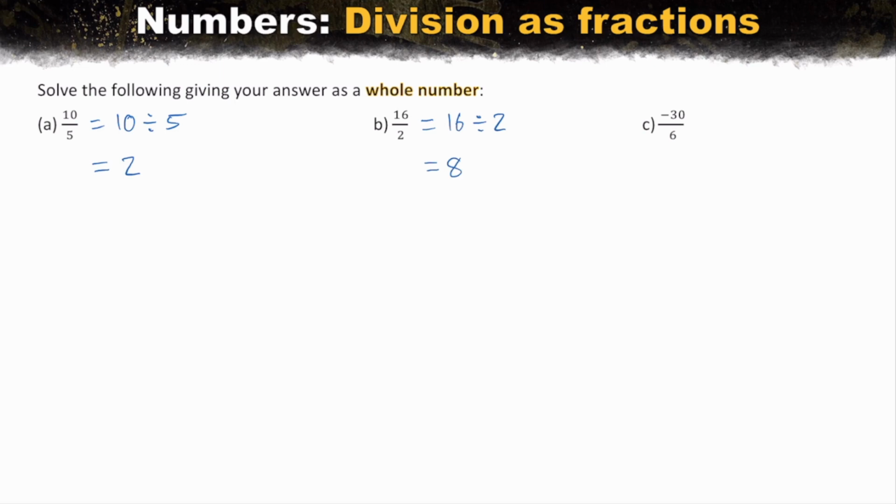We can also do it with negative numbers. So if we've got negative 30, for example, and we're dividing negative 30 by 6, the way that I like to think of these kinds of negative problems is we've got a debt of $30, and 6 people need to contribute to that debt. So in other words, each person needs to pay $5 to pay it off. So negative 30 divided by 6 is going to be negative 5.